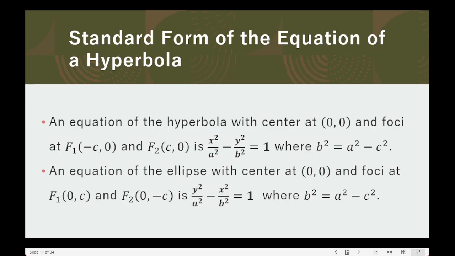Okay, sige. Tuloy natin. An equation of the ellipse with center at 0, 0 and foci at these coordinates, F sub 1, F sub 2, is y squared over a squared minus x squared over b squared equals 1. I think this is a hyperbola, with equation b squared is equal to a squared minus c squared. So I think this is a typographical error in this particular presentation. But anyway, let us move on.